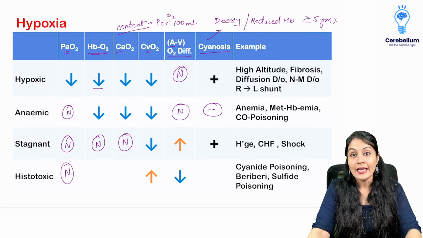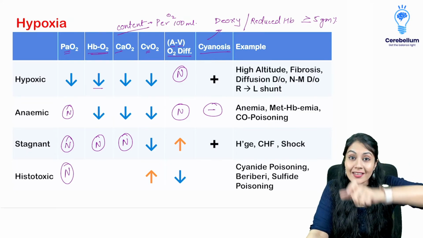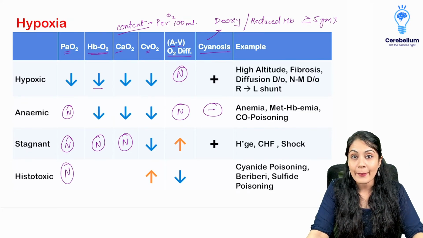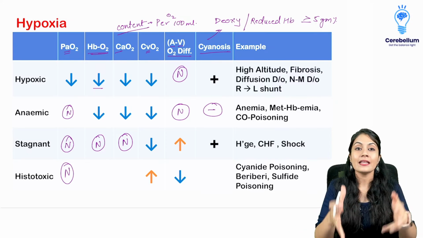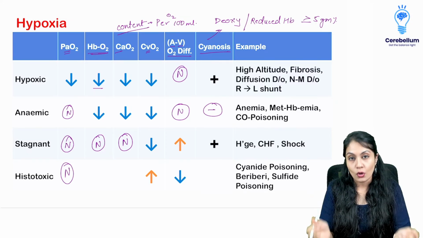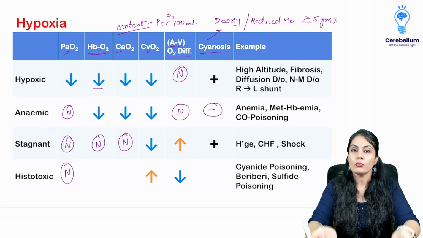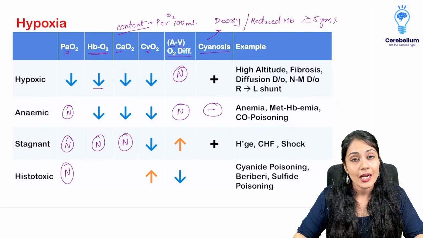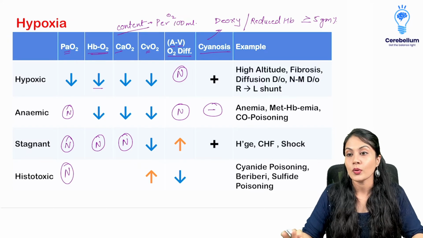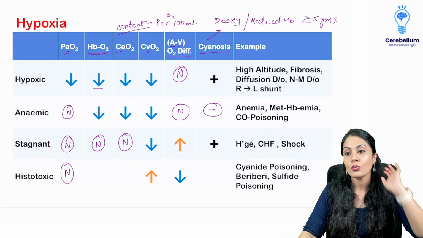But understand, slow blood flow is there, sluggish blood flow is there. What will happen? The hemoglobin will stay there for longer time. If it is staying there for longer time, what will happen? Definitely, the tissue will extract more and more oxygen. And because of that, the CvO2 is going to decrease, right? The CvO2 is going to decrease.